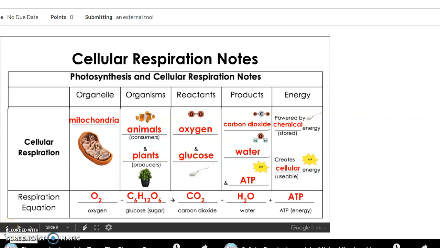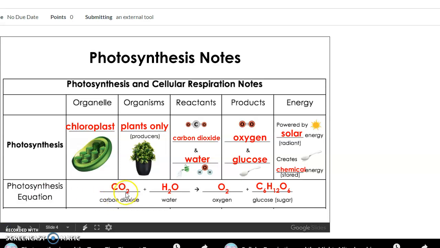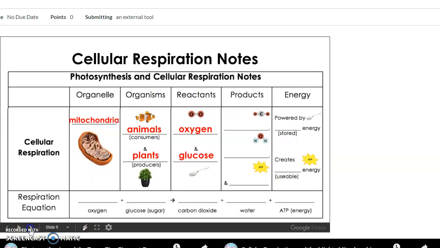So if you look at this equation, and I'm going to go back, it is actually just the opposite of photosynthesis. So if you can remember, photosynthesis is this way. If you turn the arrow, that would be cellular respiration. So if you look at it, it'll take in oxygen and glucose and create carbon dioxide, water, and energy. So if you reverse it, that's actually photosynthesis.